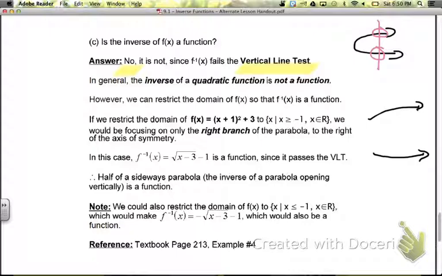So there is another example that you can refer to on page 213.